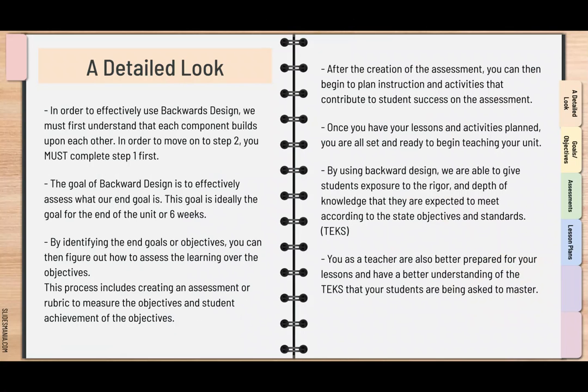In order to effectively use backward design, we must first understand that each component builds upon each other. In order to move on to step 2, you must complete step 1 first. The goal of backward design is to effectively assess what our end goal is. This goal is ideally the goal for the end of the unit or for the 6 weeks. By identifying the end goals or objectives, you can then figure out how to assess the learning over the objectives. This process includes creating an assessment or a rubric to measure the objectives and student achievement of the objectives.